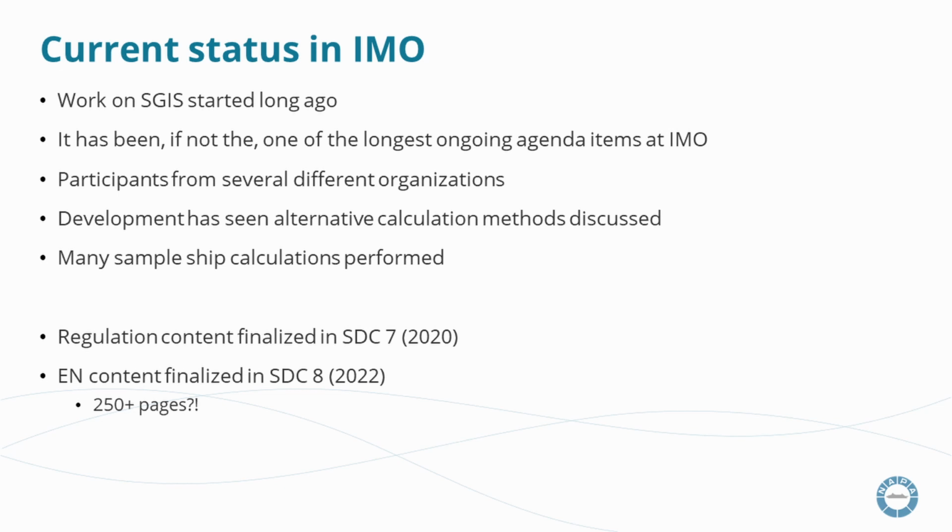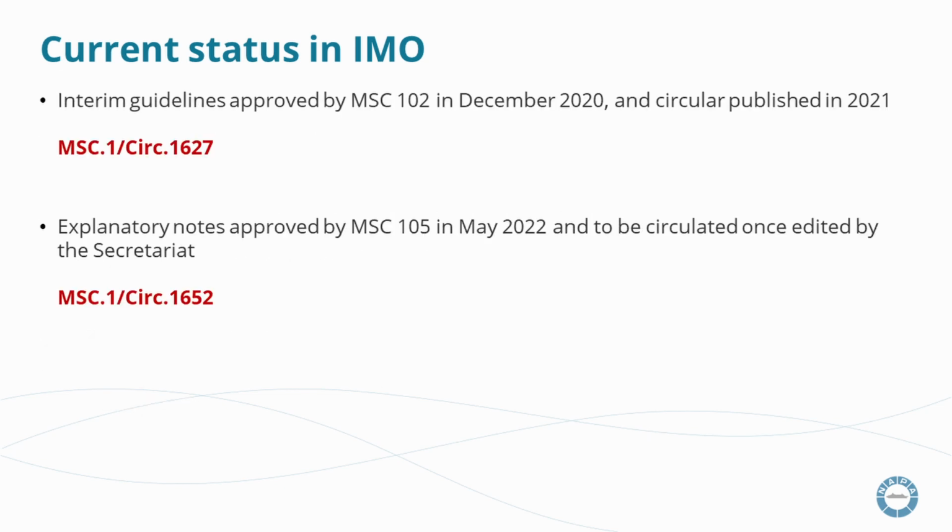The explanatory notes are expected to be quite a bulky document, consisting of possibly more than 250 pages. So the interim guidelines were approved by MSC 102 in December 2020 and the circular published in early 2021. The explanatory notes were approved by MSC 105 in May this year and will, once they have been edited by the Secretariat at IMO, be circulated, possibly later this year.